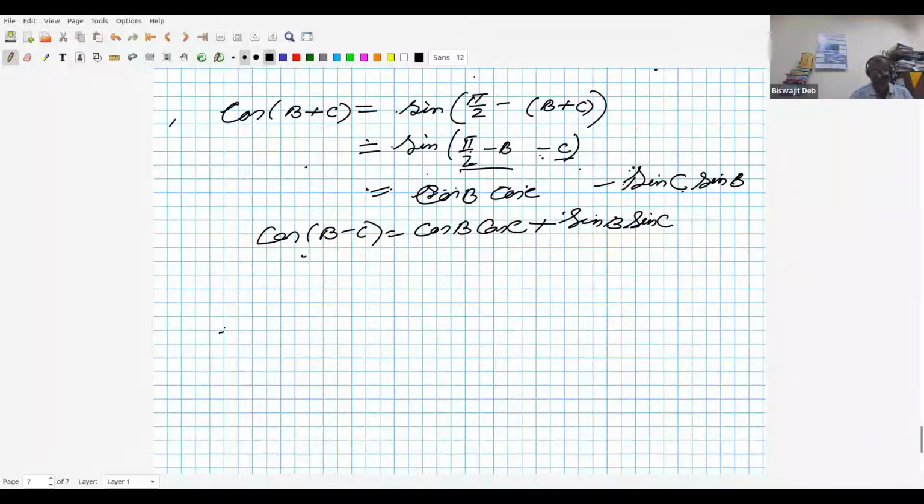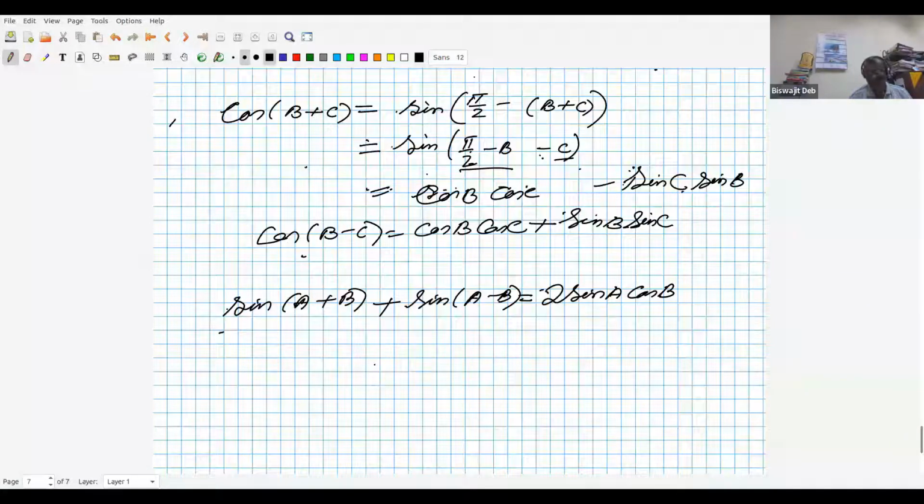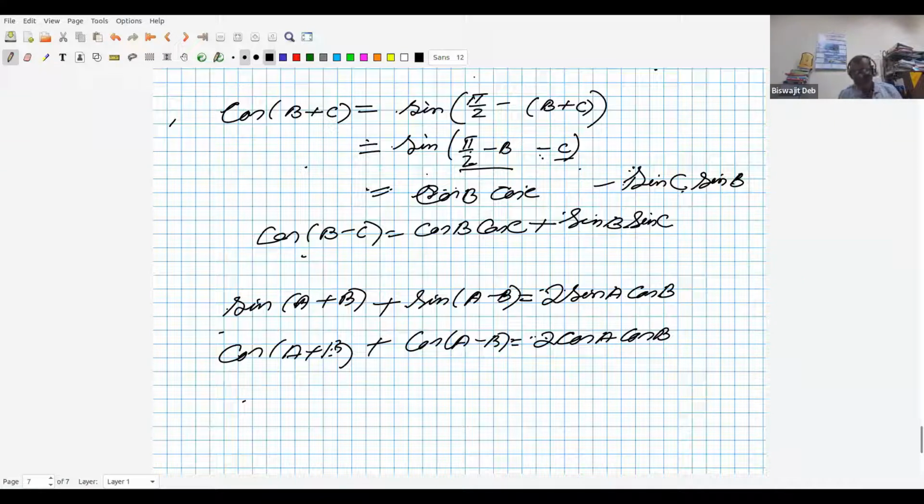So what I want to note from here finally is that sine of A plus B plus sine of A minus B is equal to 2 sine A cos B. And cos A plus B plus cos A minus B is equal to 2 cos A cos B. Likewise, if you take the difference, you will be getting 2 sine B cos A for sine A plus B minus sine A minus B. And for cos A plus B minus cos A minus B, you will be getting minus 2 sine A sine B.